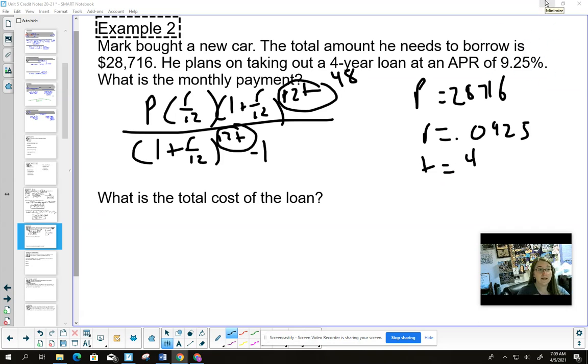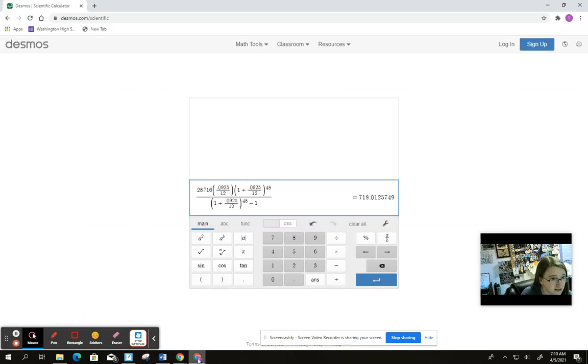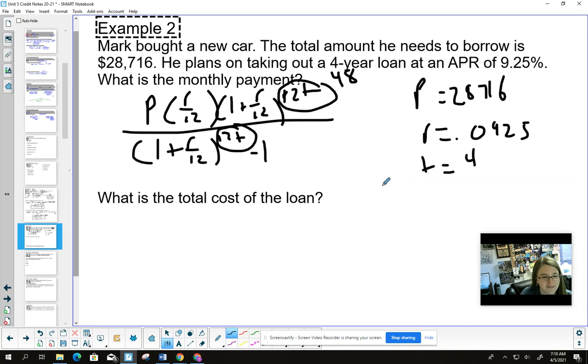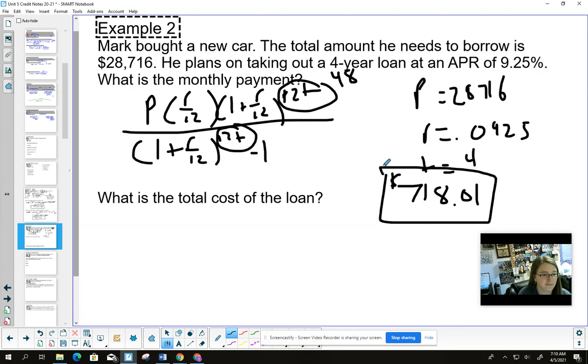So for me, I had a 6-year loan, about $20,000, and my payment was only $340. That's because this interest rate is pretty darn high for a car. My interest rate is like 3% on my car. The higher the interest, it makes a huge difference on your monthly payment. 718.01. Yeah, that's a pretty high interest rate.